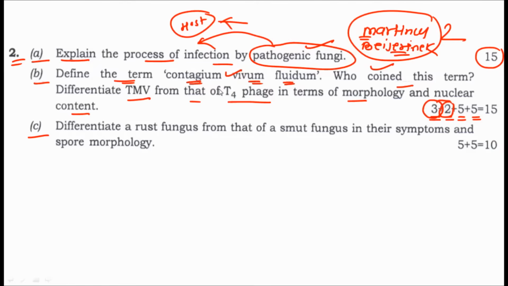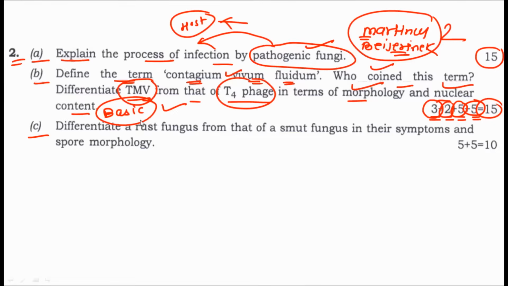Okay. So in the third part, you have to differentiate between the tobacco mosaic virus and T4 phage. For this you will get 5 marks if you differentiate between their morphologies, and for differentiating between their nucleic acid content, you will again get 5 marks, making it a total of 15 marks. So again, a very simple question.